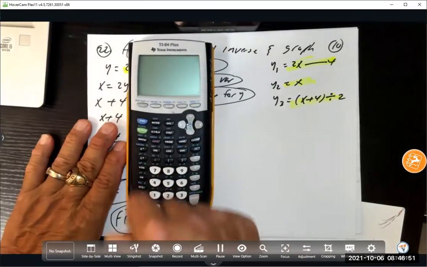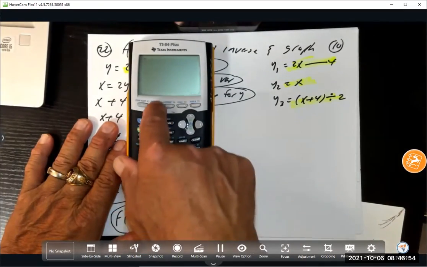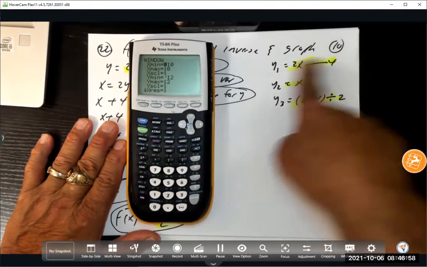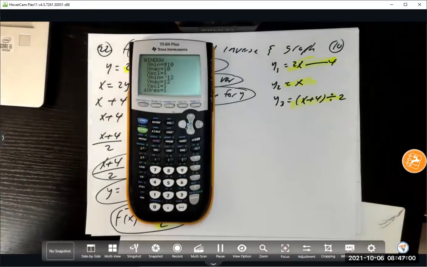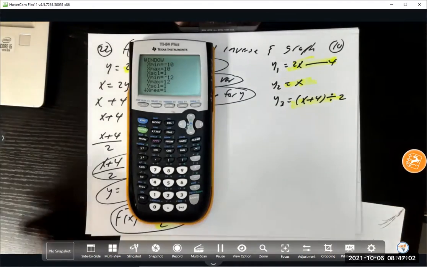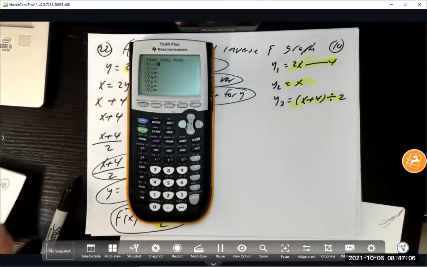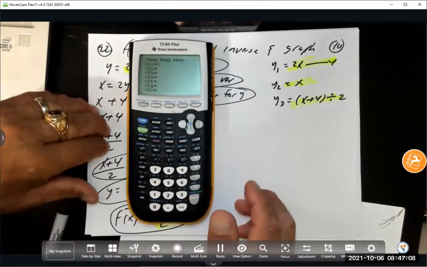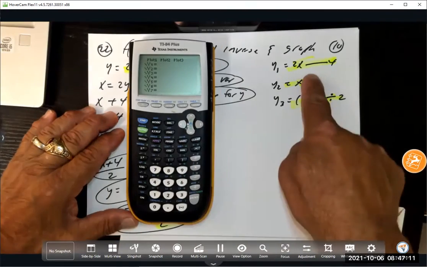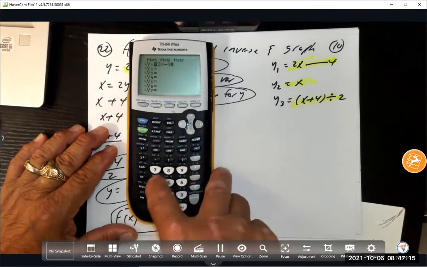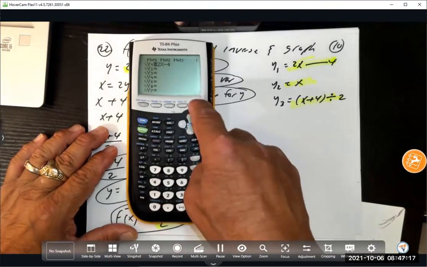First thing I do is go on Windows. Make sure you have 10, 10, 12, 12. That's all we need for these. Everybody get there? 10, 10, 12, 12. Yes, sir. All right. Then you're going to hit Y. Once you hit the Y, let's put this one here: 2x, big minus sign, 4. Hit enter and hit graph.